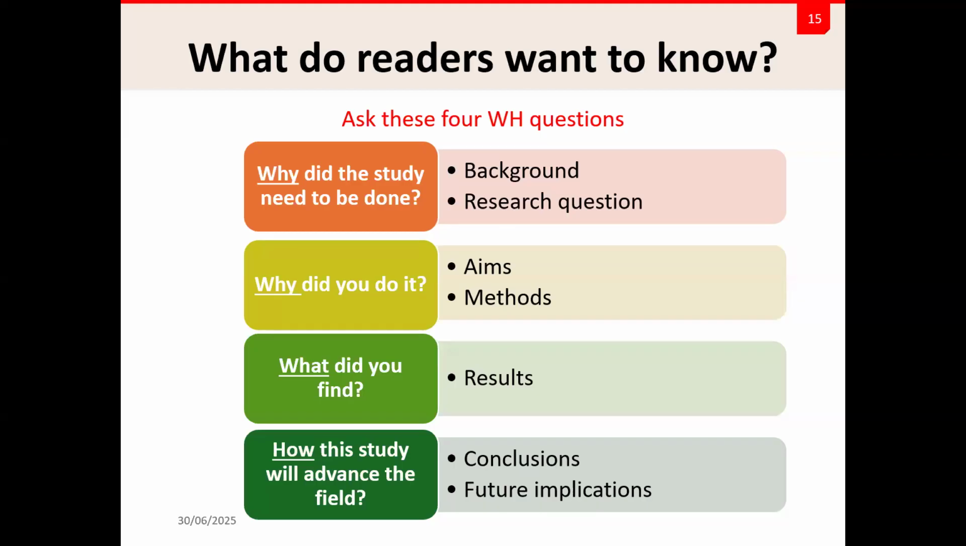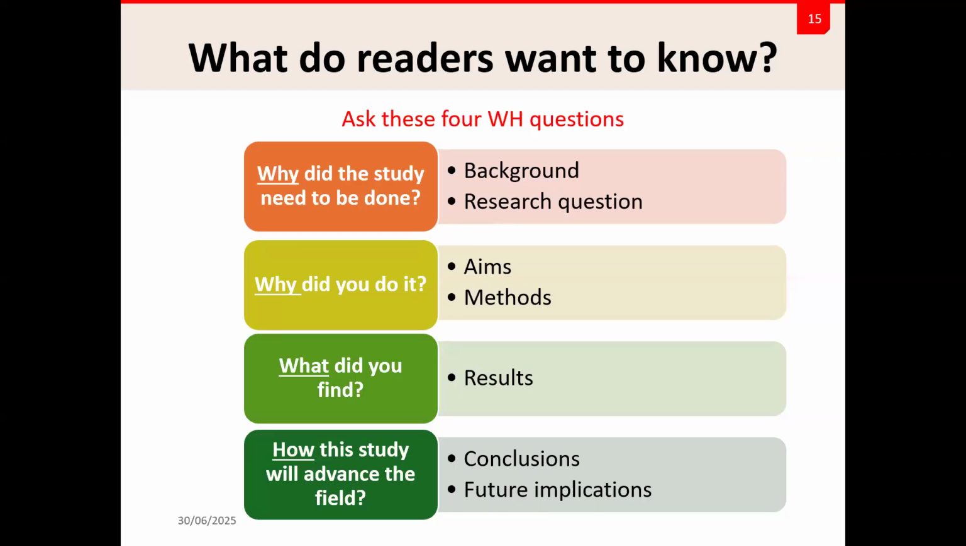So you should write about background and research questions here. The second question is why did you do it? In this question, you need to answer about your aims and the method. I'll tell you one by one. And the third one is what did you find? Here you discuss your results.